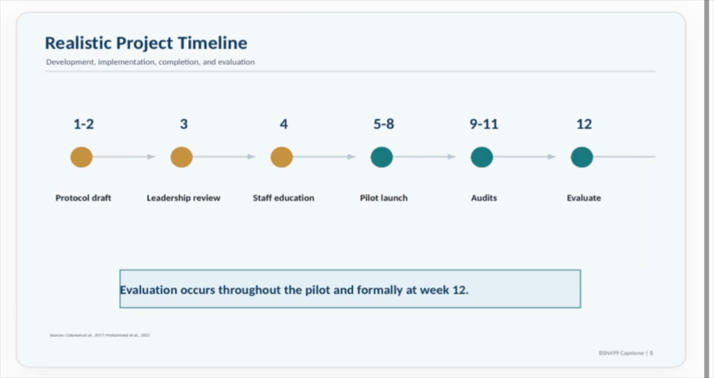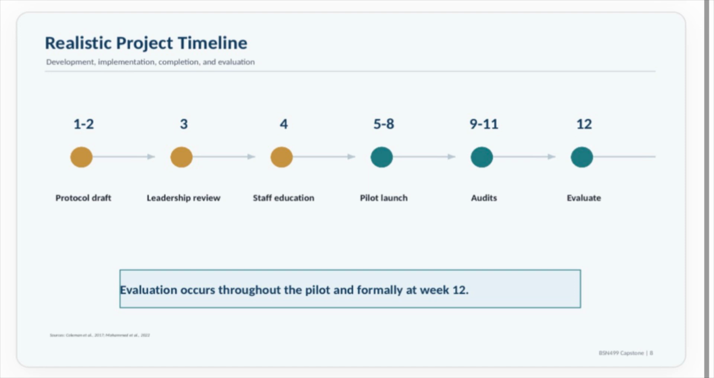Slide 9. Realistic project timeline. The proposed timeline is a 12-week pilot. During weeks 1 and 2, the protocol, chart audit, checklist, and education materials will be finalized. Week 3 will be used for leadership and provider review to confirm that the protocol is clinically appropriate and feasible. Week 4 will focus on staff education, the POS test, and competency validation.